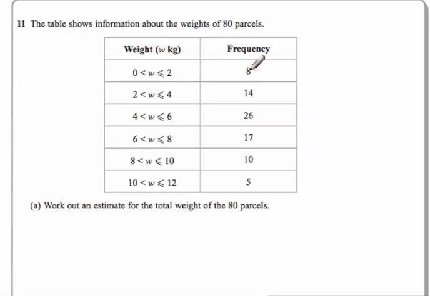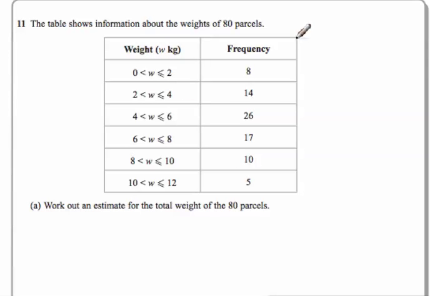Well, at the moment, all we know is that these 8 parcels are somewhere between 0 and 2, and these 14 parcels here are somewhere between 2 and 4. To work out a mean, we're going to have to assume that these 8 parcels are one particular value, otherwise we can't do very much with this. So we choose the midpoint, don't we? We go for what we call the midpoint, which is in between the two limits.